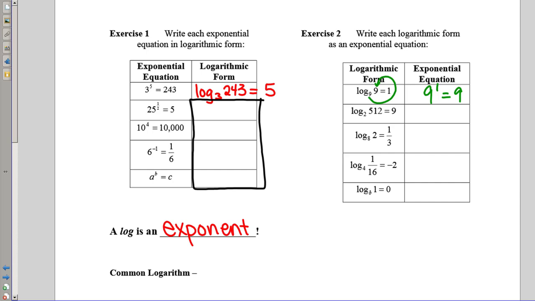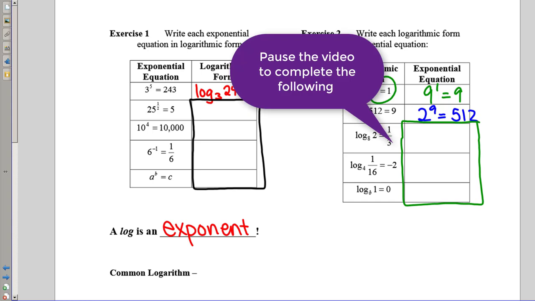So if we look at the next one, the base of the log is 2, that's the base of the exponential. And then you're really thinking and kind of checking 2 to what power equals 512. So you want to make sure that once you convert to exponential form, it makes sense. 2 to the 512 wouldn't be 9, so it makes sense that it's 2 to the 9 equals 512. Okay, so again, I'm going to ask you to either pause here or wait until after we're done, and then you can go ahead and complete it.